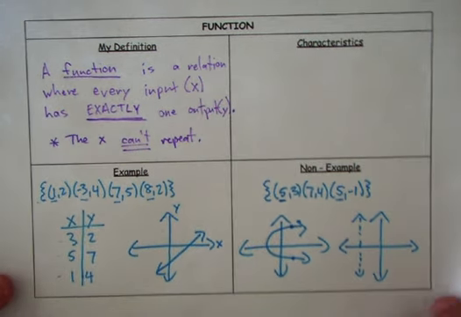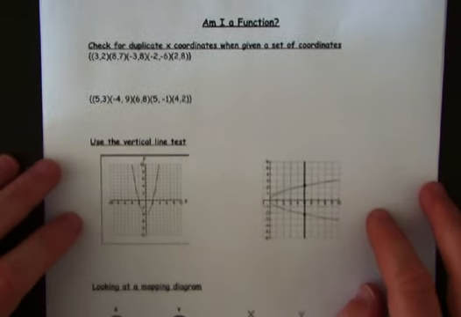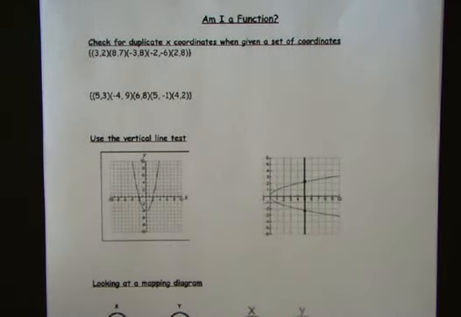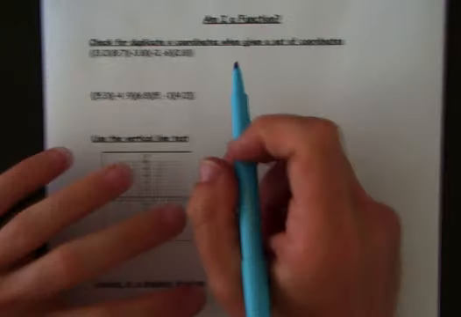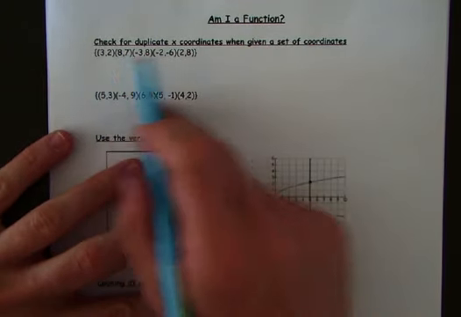Well, let's move on to the next page in our notes, where we're talking about am I a function, and let's see what we mean by that, okay? So this says, am I a function? There's a couple different ways we can determine whether or not a set of data points is a function or not. The first is to check for duplicate x-coordinates when given a set of coordinates. So here we're given a set, right? This is a set, data points.